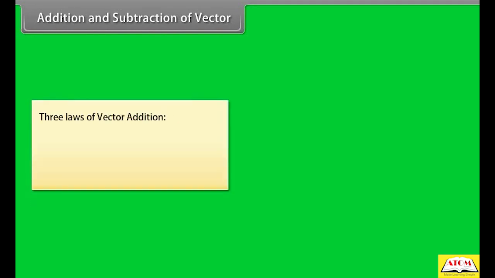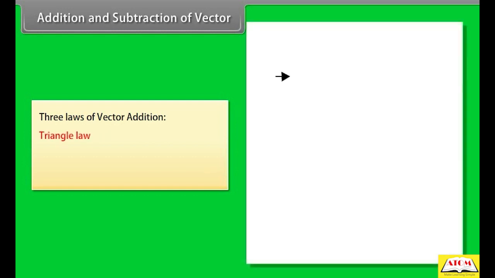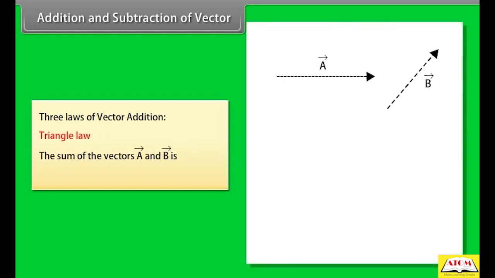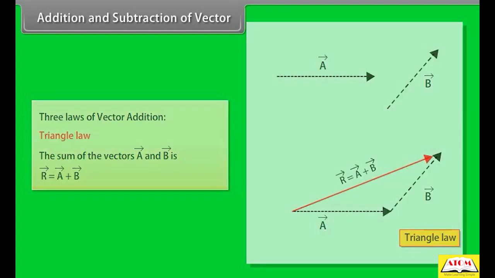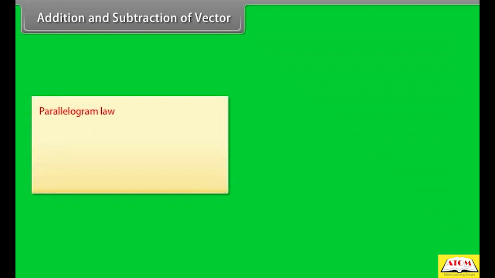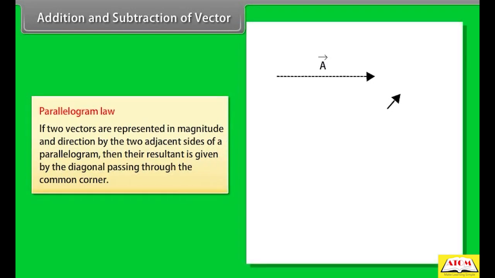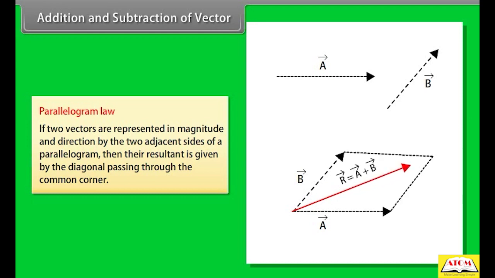Addition and subtraction of vectors. Vector addition is done with the help of three laws. A. Triangle law. The sum of the vector A and vector B is R vector is equal to A vector plus B vector. B. Parallelogram law. If two vectors are represented in magnitude and direction by two adjacent sides of a parallelogram, then their resultant is given by the diagonal passing through the common corner.